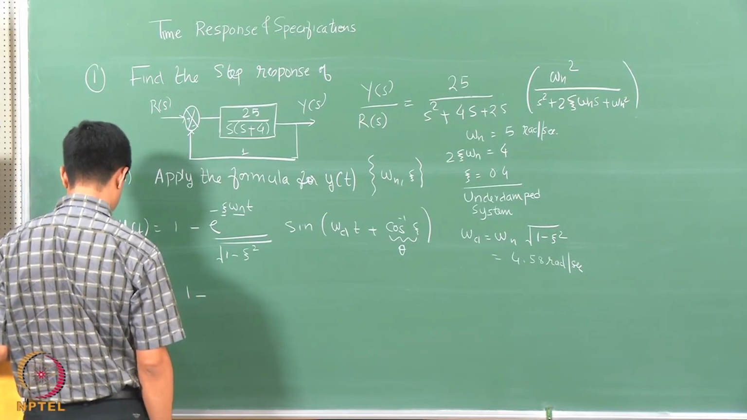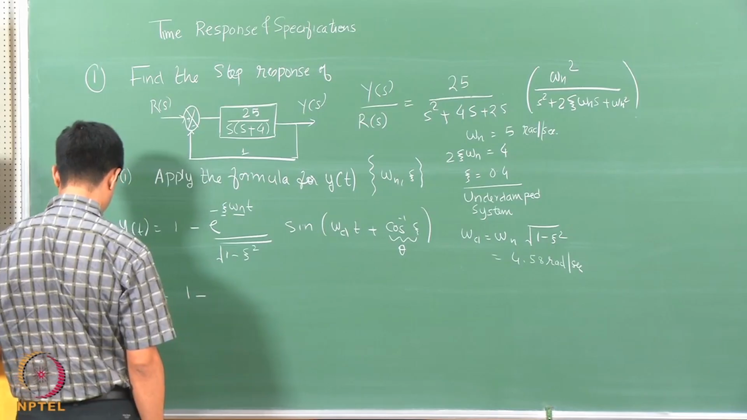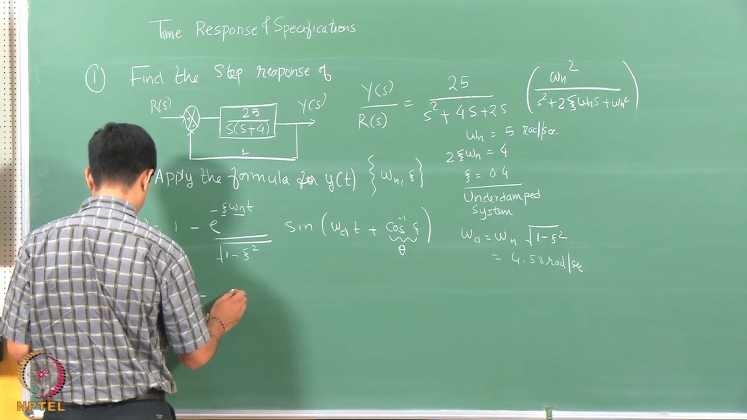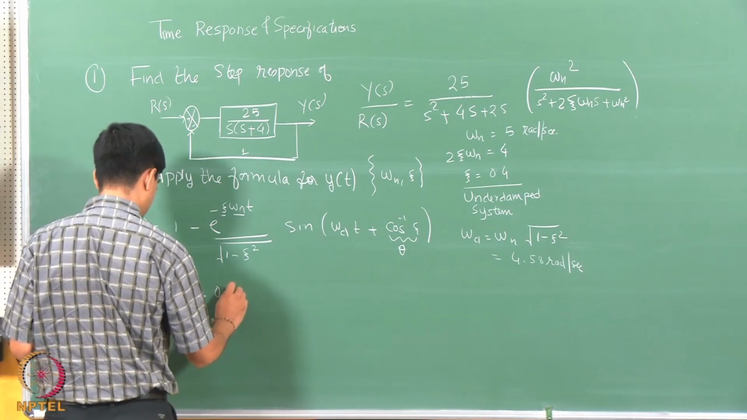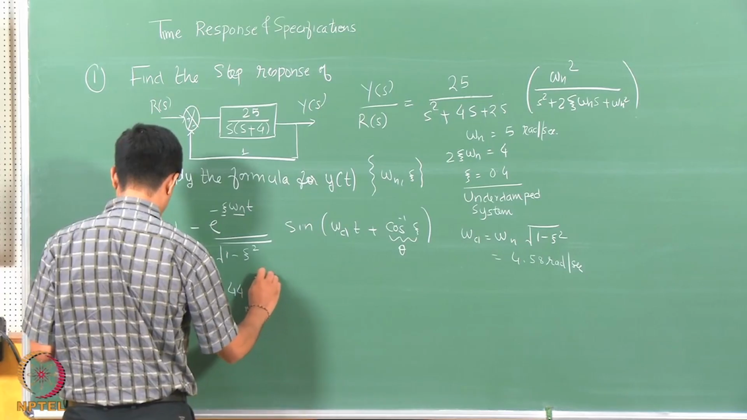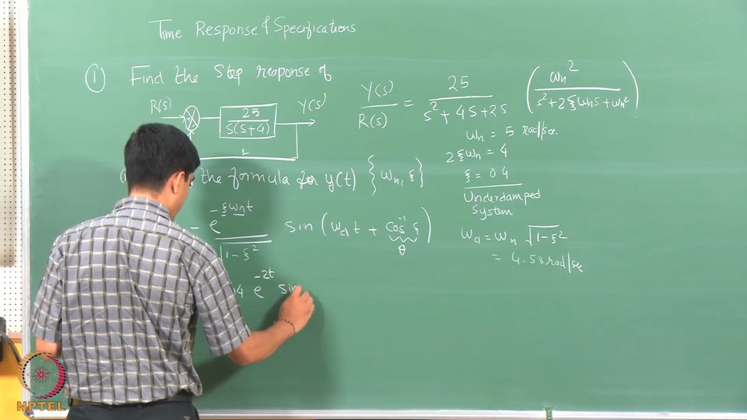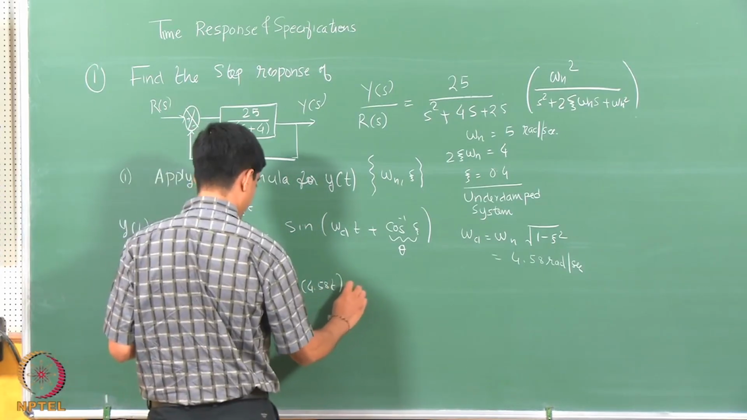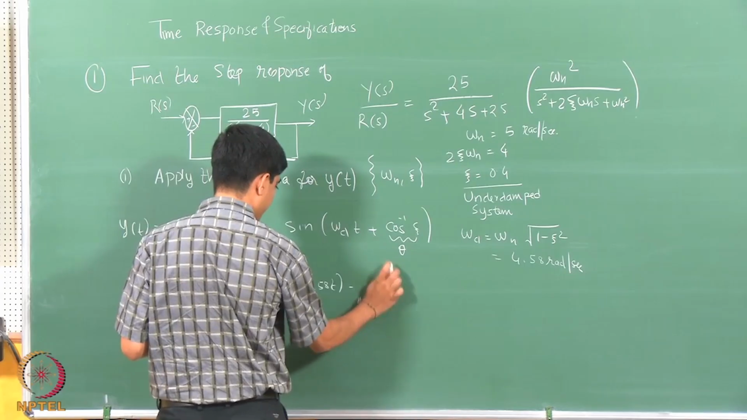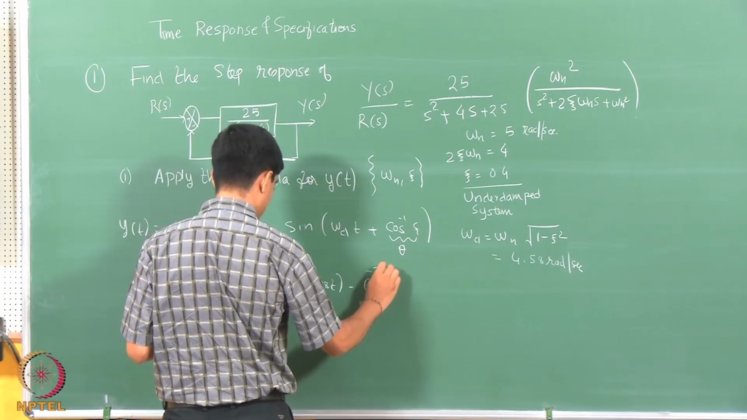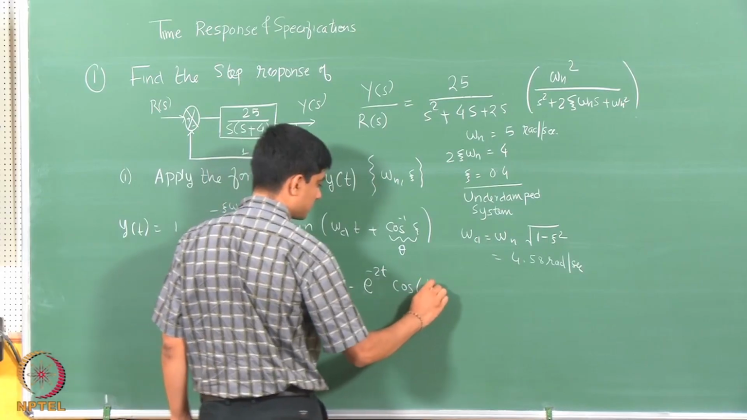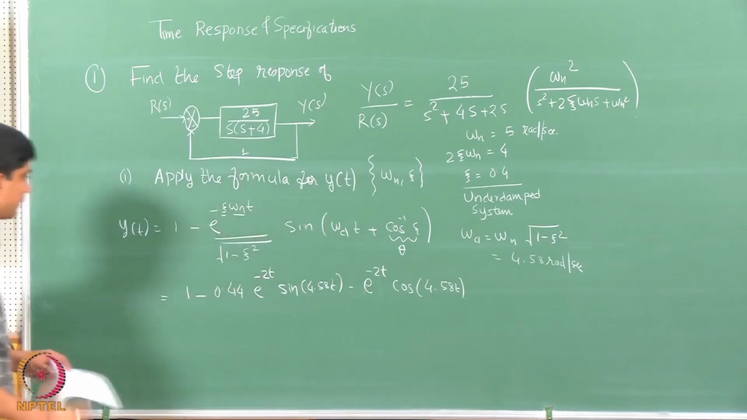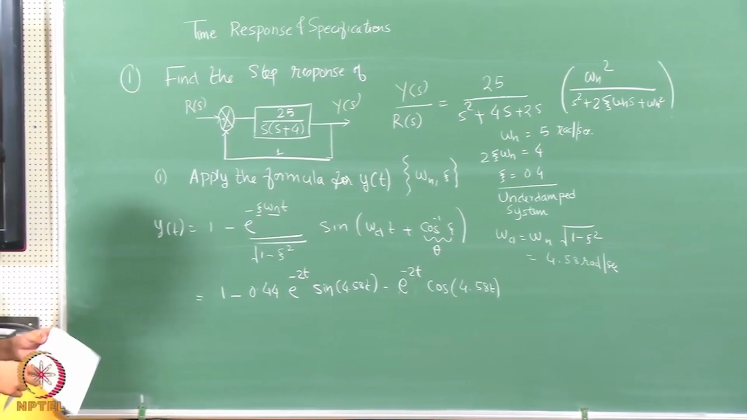I do all the computations and I just end up with this expression, 1 minus... I will just skip the intermediate step, but it should be easy to compute it this way.